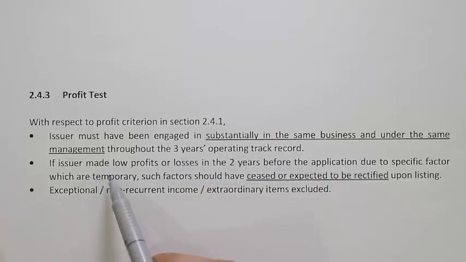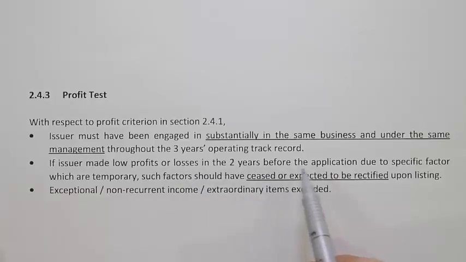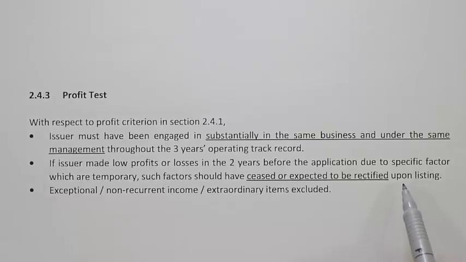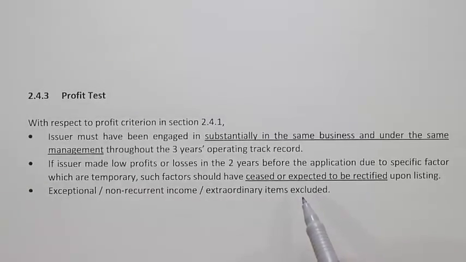And if the issuer has made low profits or losses in the 2 years before this application due to specific factors which are proved to be temporary, well, such factors should be ceased and expected to be rectified upon listing. You must give proof that you are able to rectify the temporary factors that cause the low profits or losses, and this could be very specific to the company. Exceptional and non-recurrent extraordinary income is excluded from the calculation of the profit test.